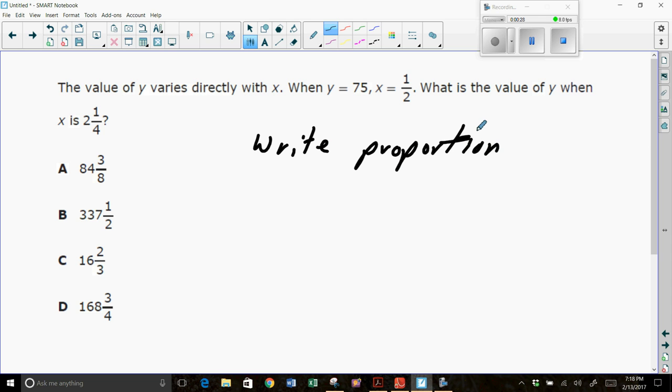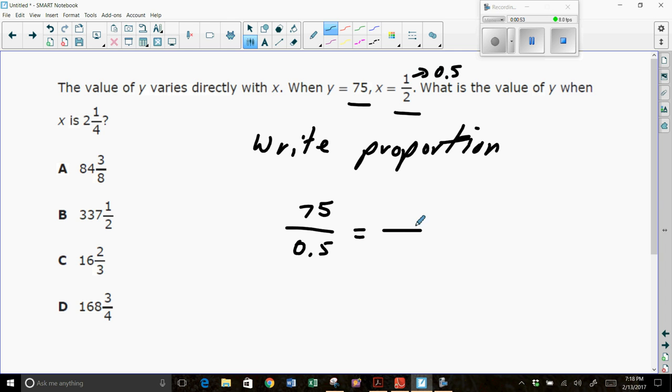I'm going to take the first numbers that they gave me, the 75 and the 1/2, and make a fraction out of that. So I write my fraction. First number they gave me was 75. The second number was 1/2. Now the 1/2, I don't like to put a fraction in a fraction, so we're going to turn the 1/2 into 0.5. So 0.5 equals.